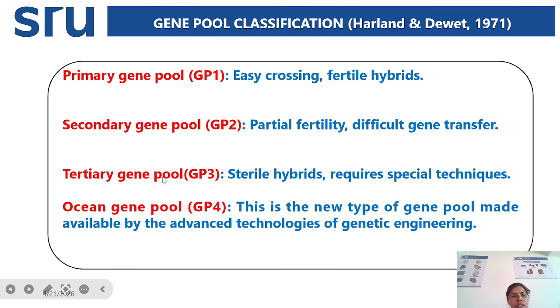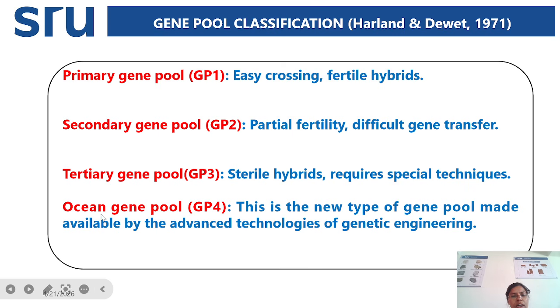And next is the tertiary gene pool. The tertiary gene pool is also called gene pool 3. Generally, the hereditary material obtained on crossing with the primary gene pool will be sterile hybrids. To transfer the genes, special techniques are required. So this is about the tertiary gene pool, and the next is the quaternary gene pool.